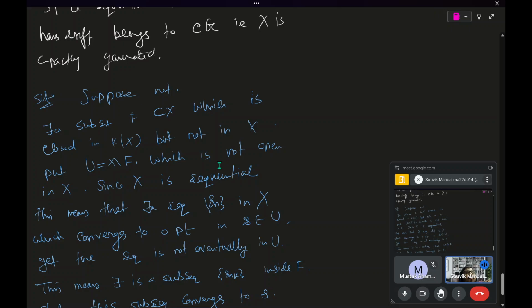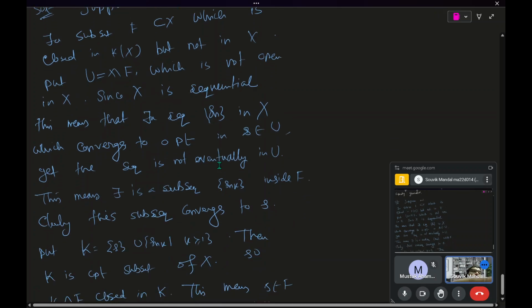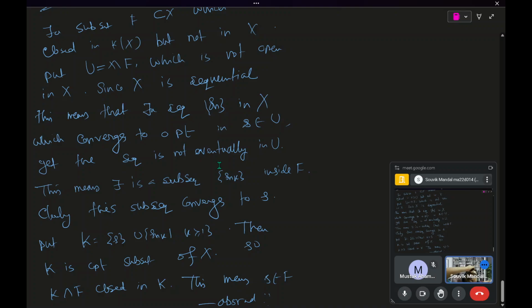Now put U equal to F complement, which is not open. Since X is sequential, there exists a sequence xn in U which converges to a point s in X belonging to U, and that sequence is not eventually in U. This means there exists a subsequence xnk inside F. Clearly, this subsequence converges to s. Now put K equal to the singleton s union the xnk. Then K is a compact subset of X.